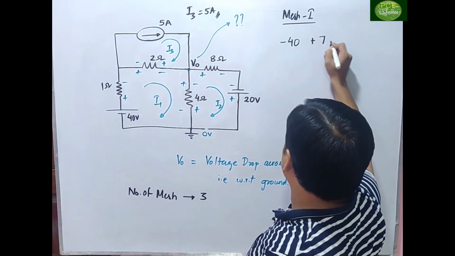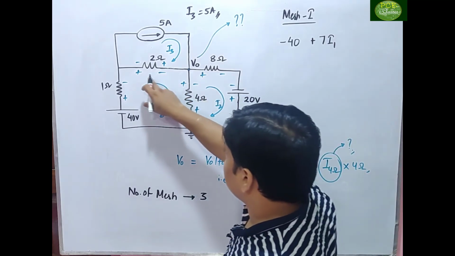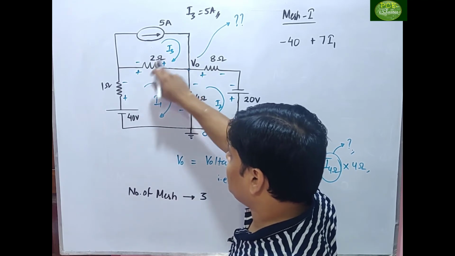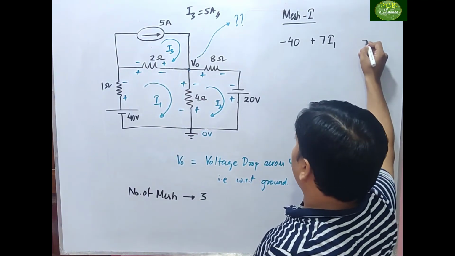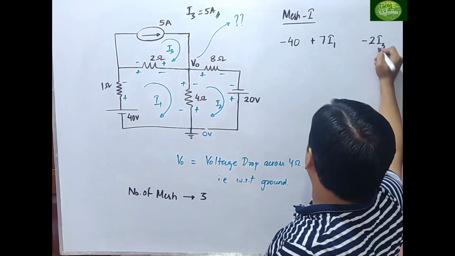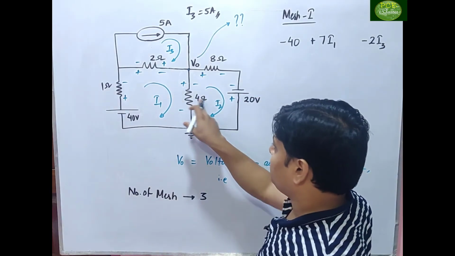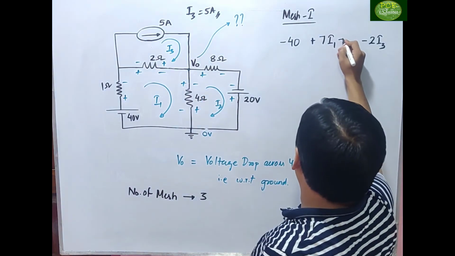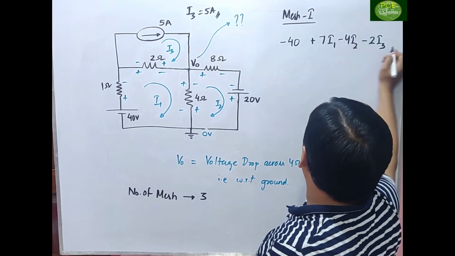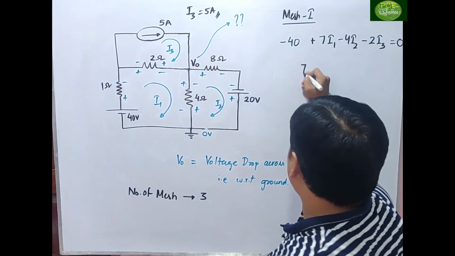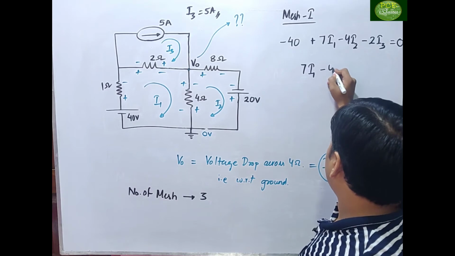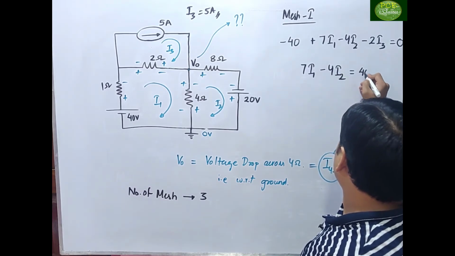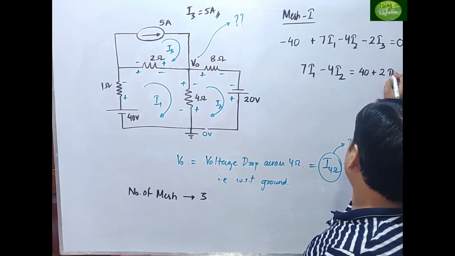So you write down plus 7 I1. Next, where the 2 ohm common current is there, what is that? I3. So you write down minus 2 into I3. Next here it is common, two currents are flowing, I1 and I2. So 4 ohm, so it is minus 4 I2 equals to 0. So I can write this as 7 I1 minus 4 I2 equals to 40 plus 2 I3.